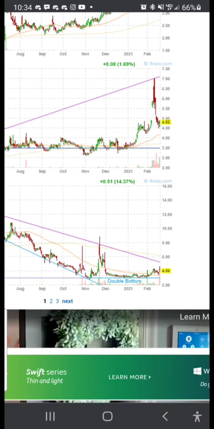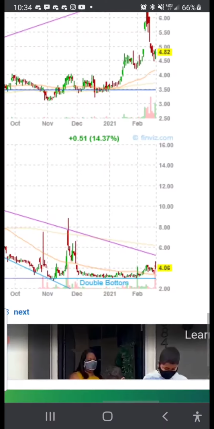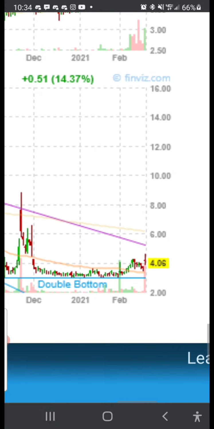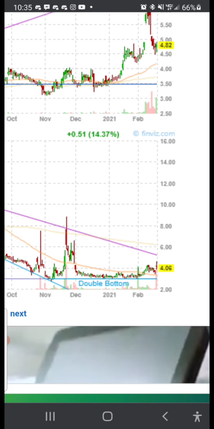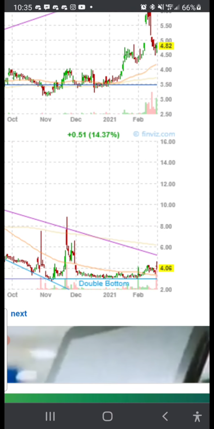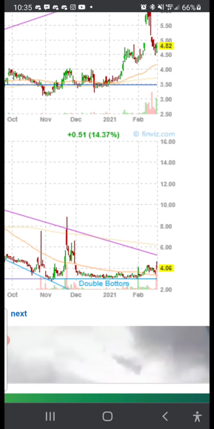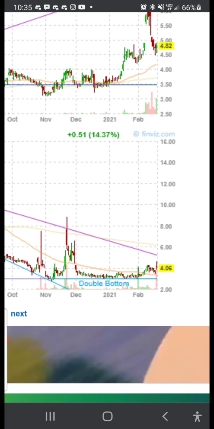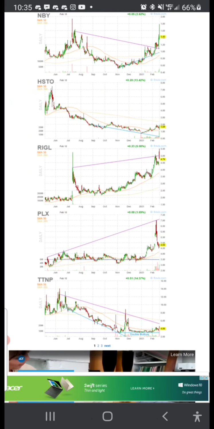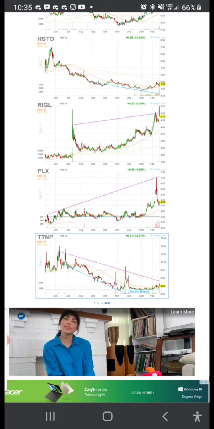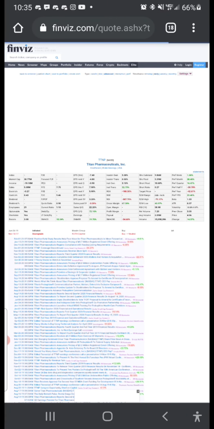TNP. Okay, so this looks interesting as well. Oh, it's got a double bottom, which means it's reached its support twice. Which means really the only place it should go is up. That's also a good thing to know. Let's check this out.